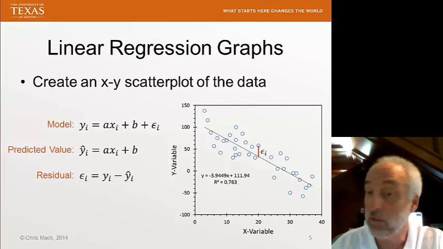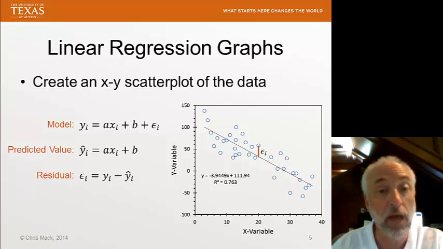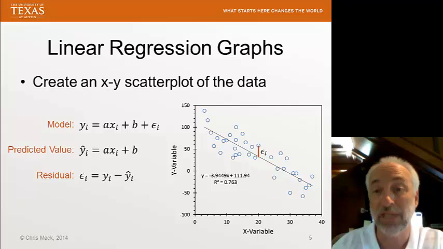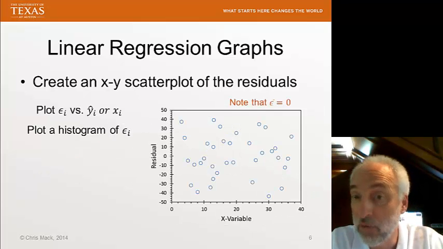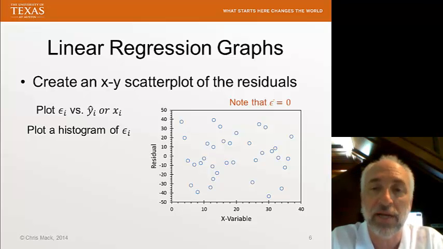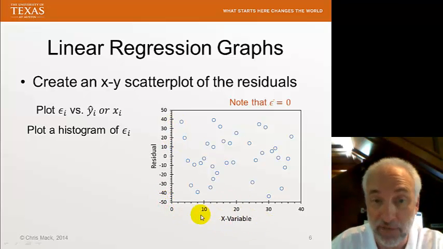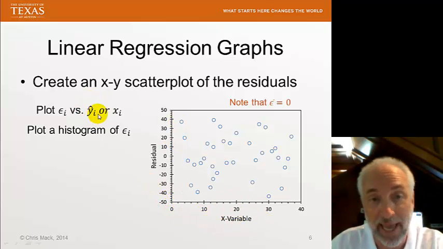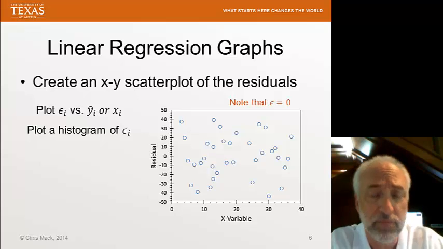Well, what am I going to use these residuals for? When I'm done doing the fit, I will take a look at these residuals and check how do they behave. And I'll create a second scatter plot, an XY scatter plot of the residuals. I plot the residual versus either the X variable or y hat i. Now it seems more convenient to plot it versus the X values, the x_i.